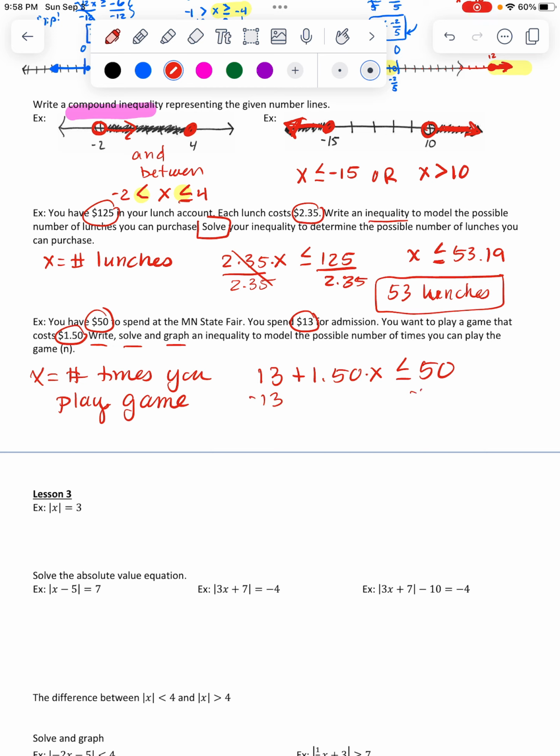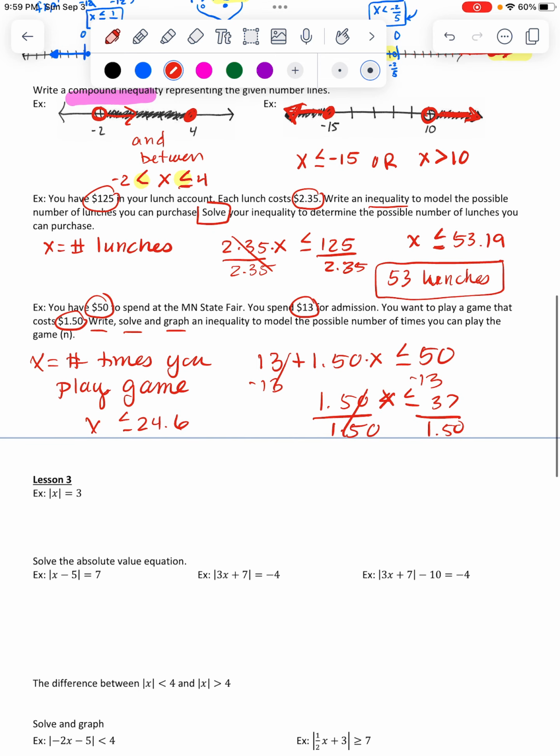I take away my 13, I have that $1.50 x is less than or equal to 37. And when I divide by $1.50 on each side, I end up with x's being less than or equal to 24.6. So again, you don't have enough money to play the game a 25th time because you would run out of money. And so my answer is that you can play the game a max of 24 times.